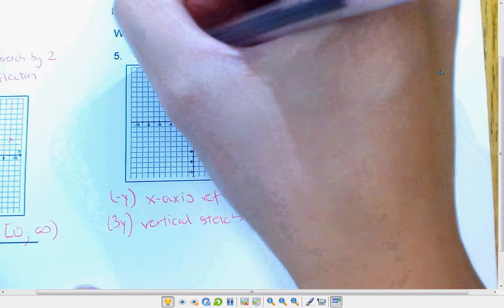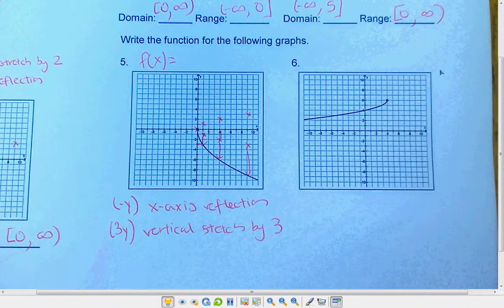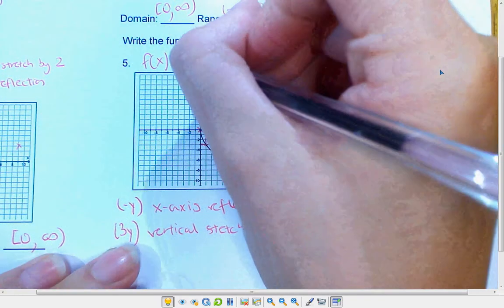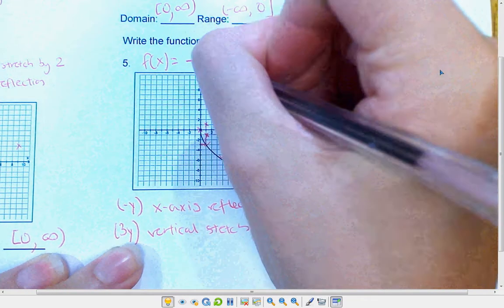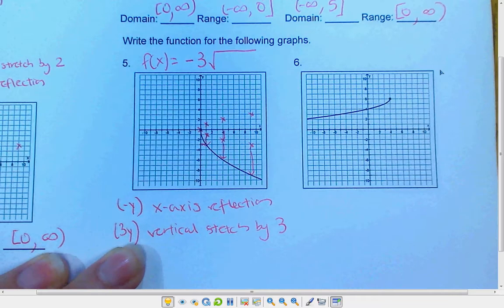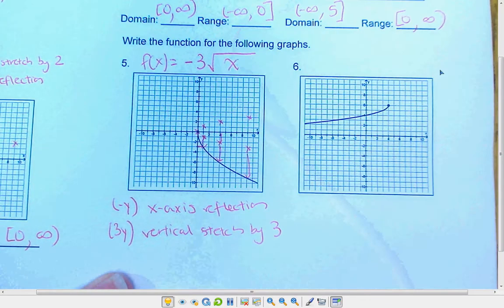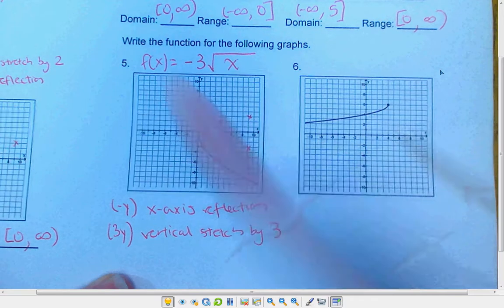So f of x equals, because these are both affecting our y, they're going to both go on the outside. So I have a negative and a 3. They're both going to go on the outside of my function, which is a square root, because look at the shape of it. It's a square root. Nothing else happening, so this is just x. This is my function for number 5.